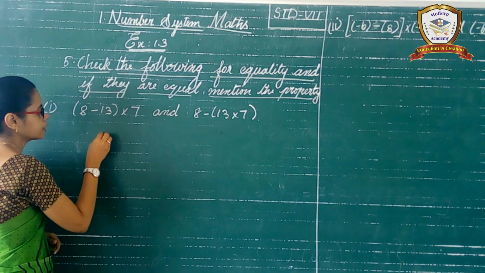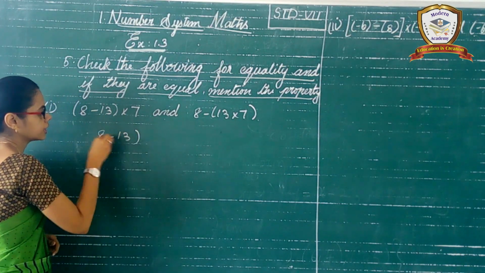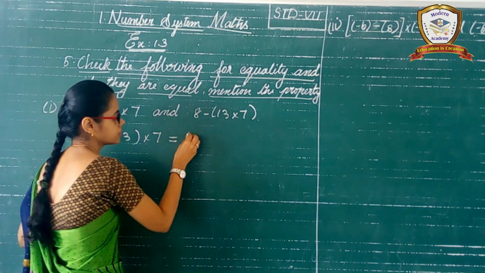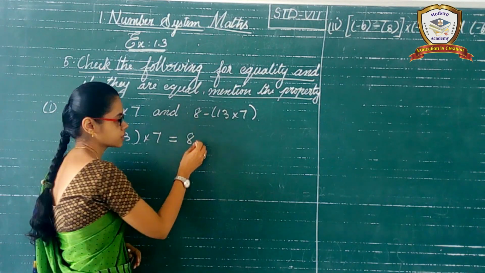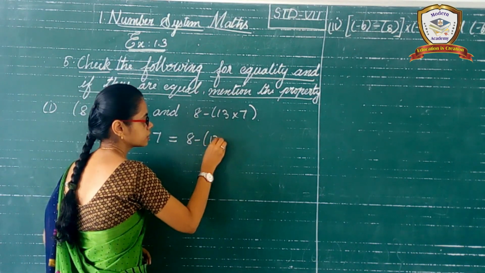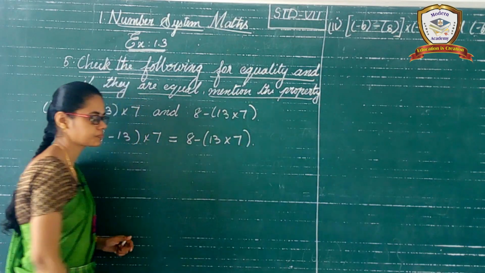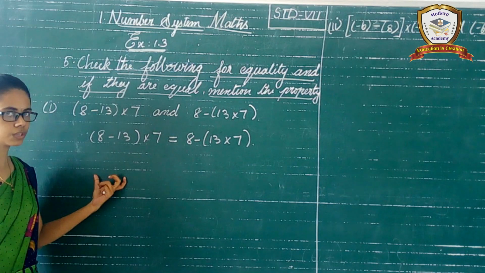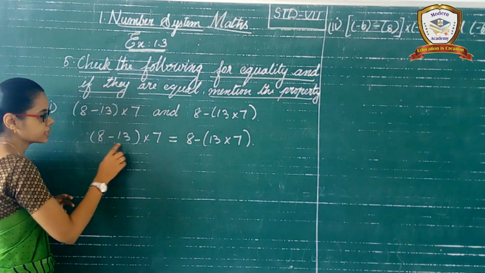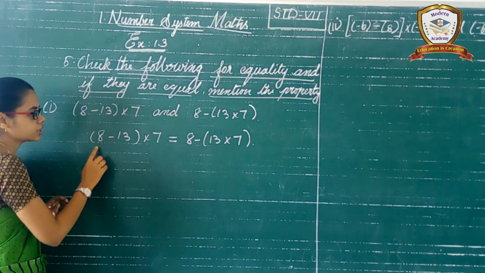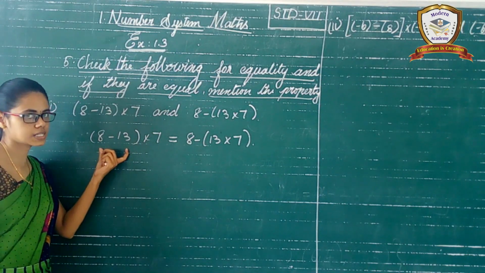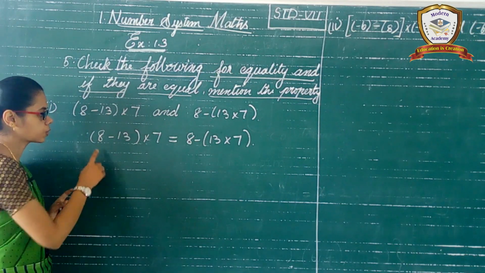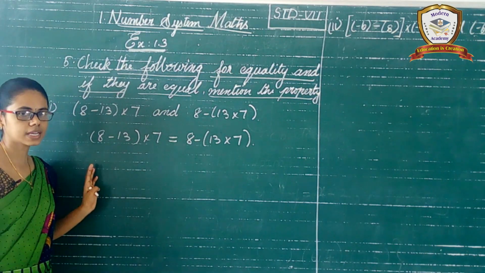So I can write here 8 minus 13 into 7 equal to, and the other side we want to take as the RHS: 8 minus of 13 into 7. So we have to check whether it is equal or not. Let us see. 8 minus 13. See, both numbers have different signs, isn't it? So different sign means we need to subtract the numbers. So 13 minus 8. What is the answer?